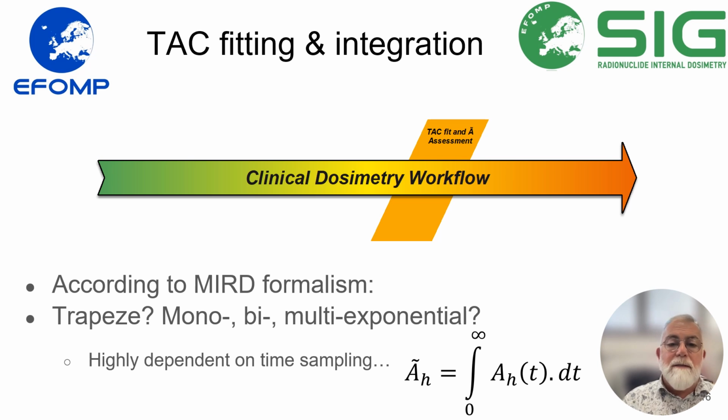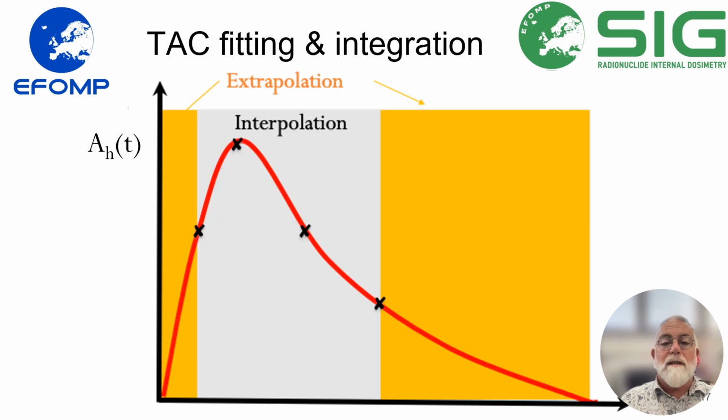So time activity curve fitting and integration. I put that step here, assuming that you have activity in time, you have time activity curve fitting, and then you integrate that. So according to the MIRD formalism, the fit can be done, and then integration can be done using trapezoid or mono- or multi-exponential. It's highly dependent on time sampling. Obviously, the better the time sampling, the better the accumulated activity determination.